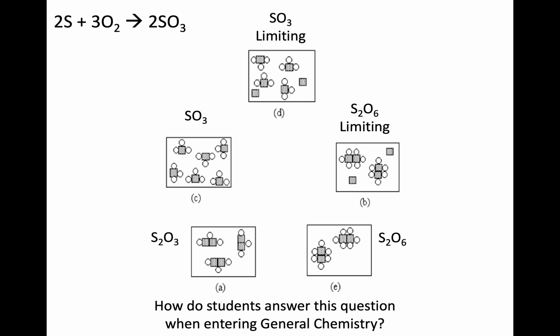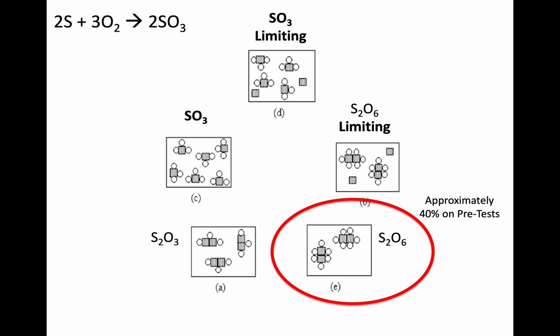How do students answer this question when they enter general chemistry? I've studied this quite a bit, and about 40% of our students would choose this initially. So this, again, was reading 2 SO3s as merging together those SO3 molecules.